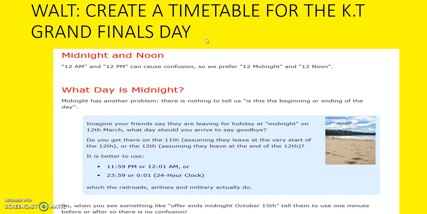Midnight and noon, 12 AM and 12 PM, can cause confusion, so we prefer 12 midnight and 12 noon. Midnight has another problem. There is nothing to tell us, is this the beginning or ending of the day? Imagine if your friends say they are leaving for a holiday at midnight on the 12th of March. What day should you arrive to say goodbye? Do you get there on the 11th, assuming they leave at the very start of the 12th, or the 12th, assuming that they leave at the end of the 12th? It is better to use 11:59 PM or 12:01 AM, or 23:59 or 0:01, past midnight to do that.